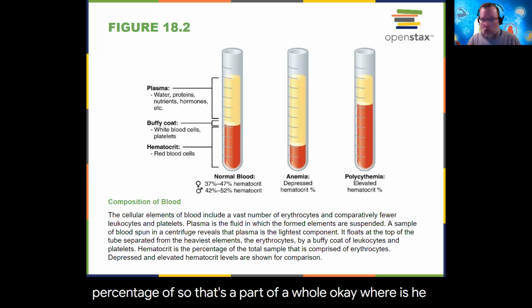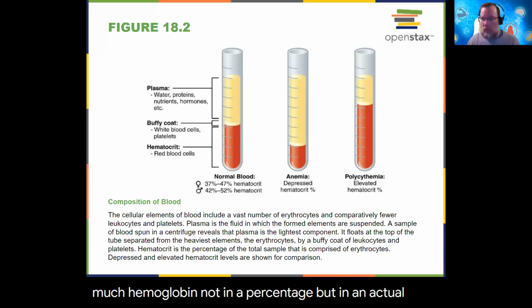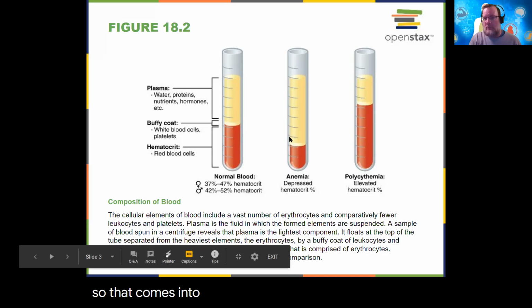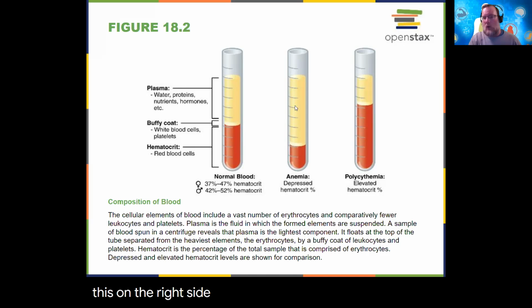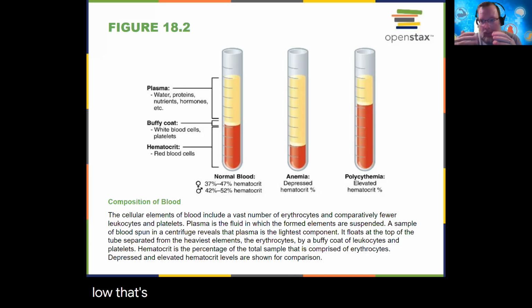Whereas hemoglobin count actually can go deeper and look at how much hemoglobin, not in a percentage, but in an actual number of an amount. So that comes into play, especially if we see something like this on the right side, or either one of these. If we see a bad hematocrit, we can say, well, let's look at the hemoglobin levels to find out if the hemoglobin levels are also going to be low or high. So if we have an anemia situation like this one in the middle that shows hematocrit or percentage of red blood cells being low, that could also mean, oftentimes it does, that the number and amount of hemoglobin is also low. That's typically the case, but not always.